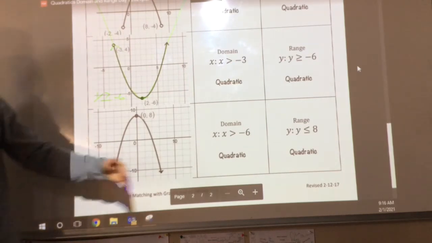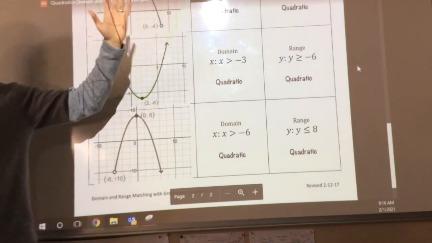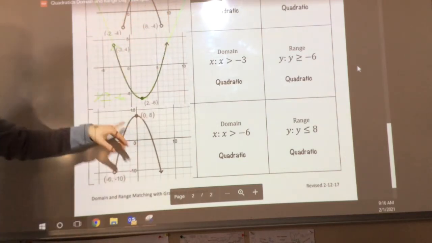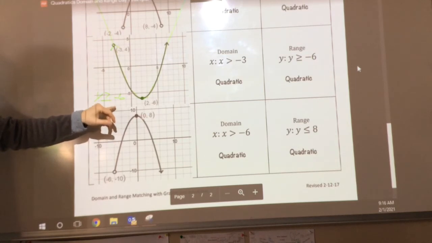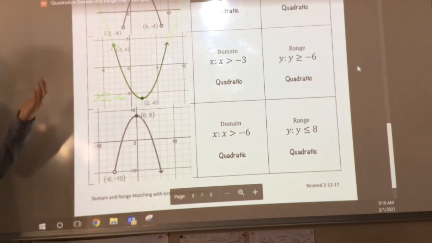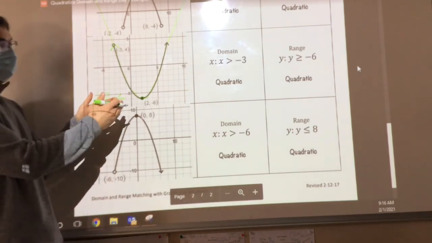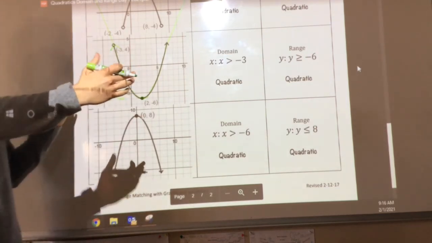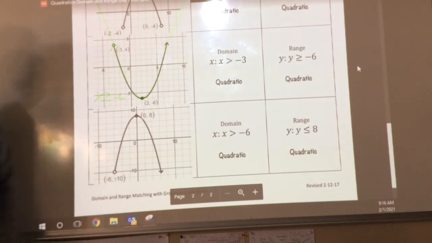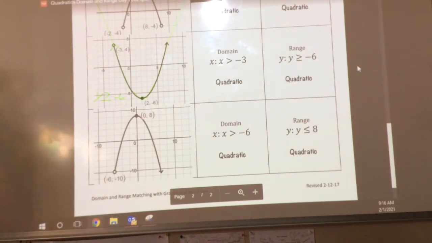The reason on the earlier ones that we had two numbers was because we had a starting point and an end point. Now we just have a starting point for the range. The range has a starting point and then it goes on forever. The domain automatically goes on forever because it's not a sideways parabola. Okay, does that make sense?